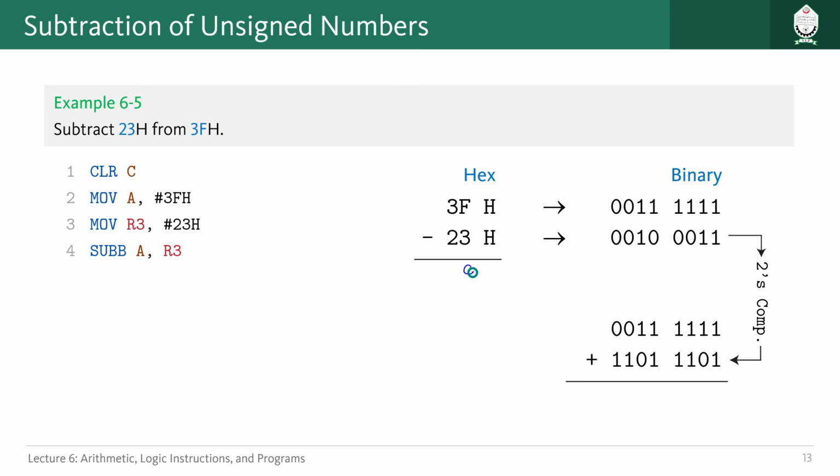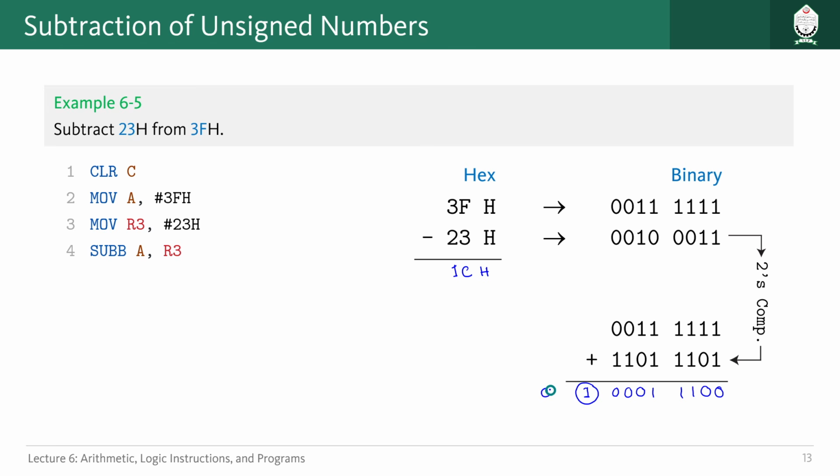F minus 3 is equal to C and 3 minus 2 is equal to 1. So this is the value, and how will 8051 deal with that? It will take the binaries, the subtrahend will be 2's complemented, and then we are going to get this value. So if you actually calculate that, you are going to see the result bit by bit: 0, 0, 1, 1, 1, 0, 0, 0, and then we will have a carry here, right?